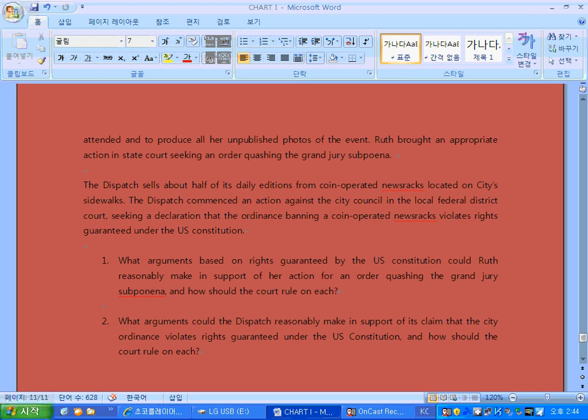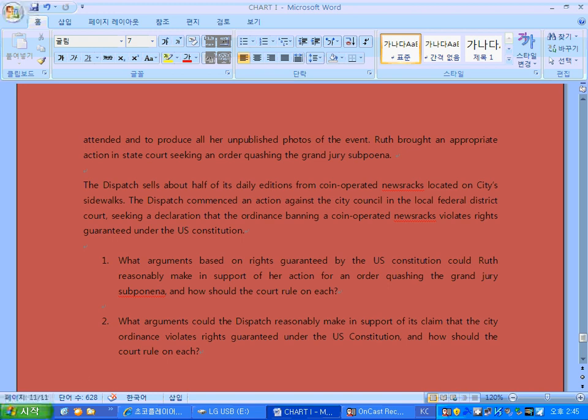Then how can you respond to these two sets of questions raised by a law professor? Let's see the sample answer about the first question. Ruth may request to quash the grand jury subpoena. Her theory might be grounded on the Fifth Amendment privilege not to testify. The Fifth Amendment prohibits the government from compelling self-incriminating testimony. The Fifth Amendment prohibition against compelled self-incrimination is applicable to the states through the 14th Amendment.